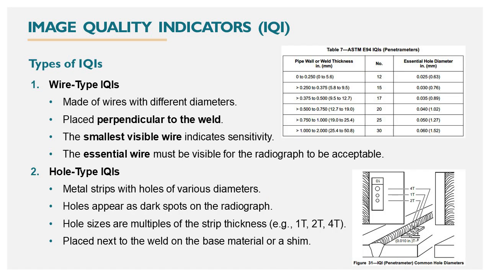Types of IQIs. Number 1 is wire-type IQIs, made of wires with different diameters, placed perpendicular to the weld. The smallest visible wire indicates sensitivity. The essential wire must be visible for the radiograph to be acceptable.